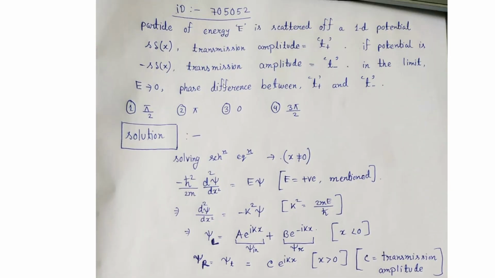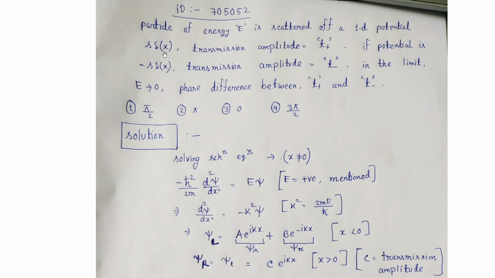Okay, so as I mentioned in the previous video, now we will discuss a very interesting problem in quantum mechanics. It came in this NET December exam. So what is the problem? The problem is that a particle of energy E, and they mention that it is plus E, not minus E, so that is very interesting actually, is scattered off a 1D potential of lambda delta x.